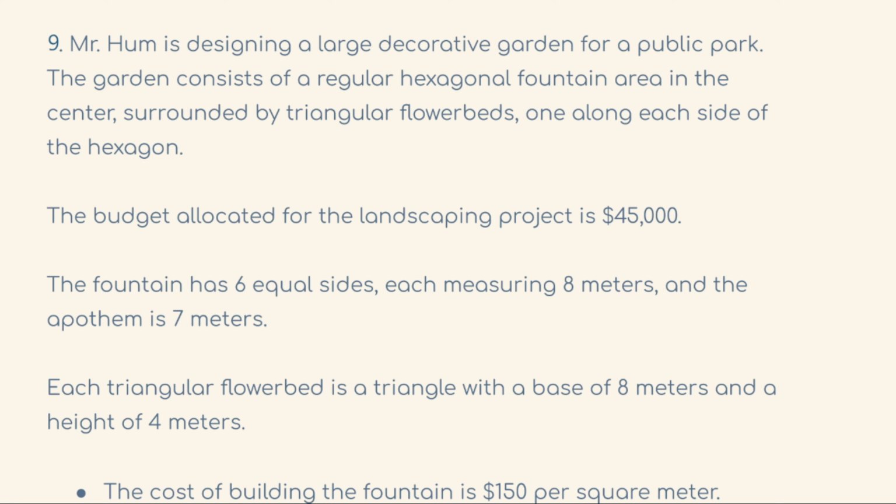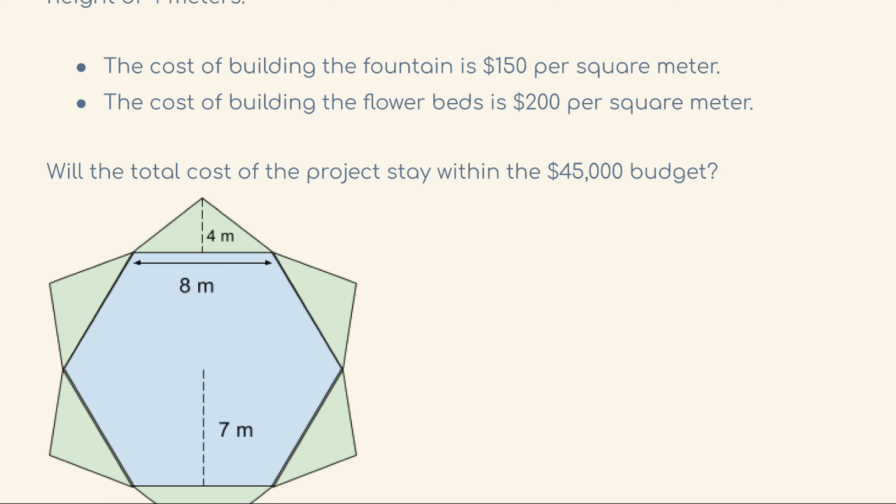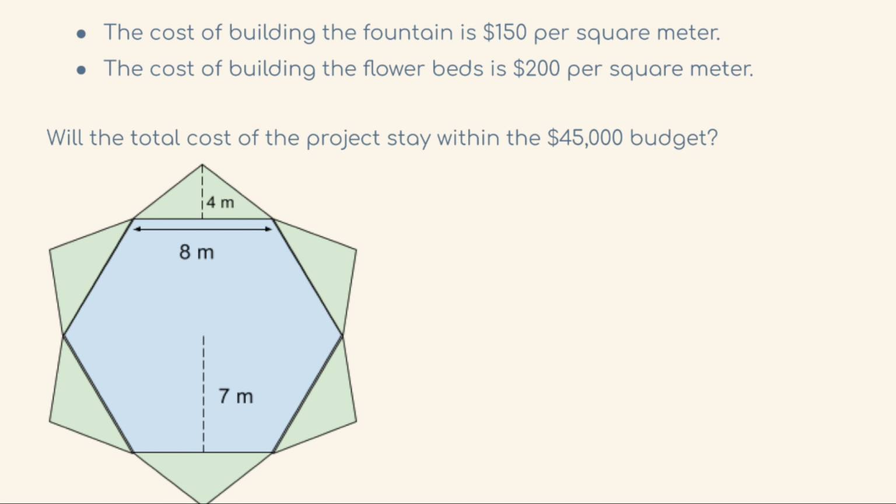All right, question 9. Mr. Hum is designing a large decorative garden for a public park. The garden consists of a regular hexagonal fountain area in the center, surrounded by triangular flower beds, one along each side of the hexagon. The budget allocated for the landscaping project is $45,000. The fountain has 6 equal sides, each measuring 8 meters, and the apothem is 7 meters. Each triangular flower bed is a triangle with a base of 8 meters and a height of 4 meters. The cost of building the fountain is $150 per square meter. The cost of building the flower beds is $200 per square meter. Will the total cost of the project stay within the $45,000 budget?